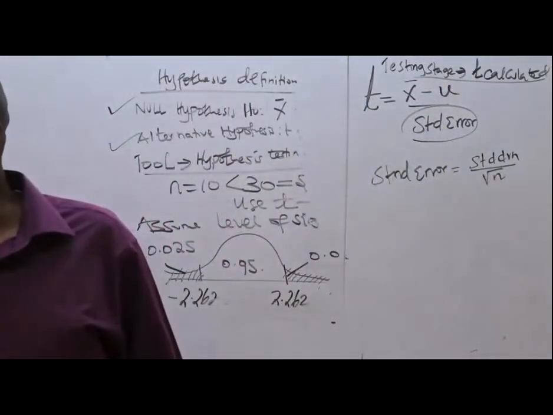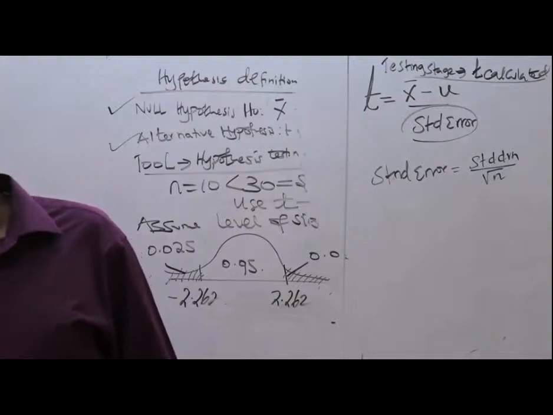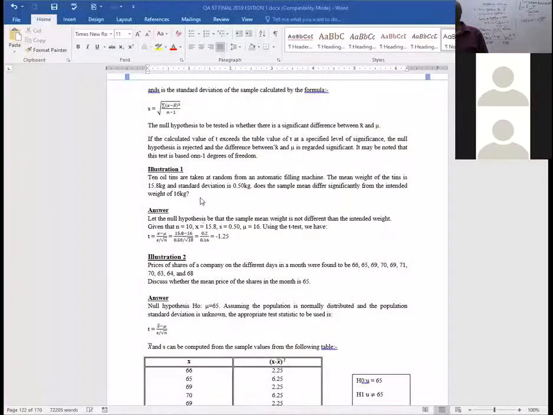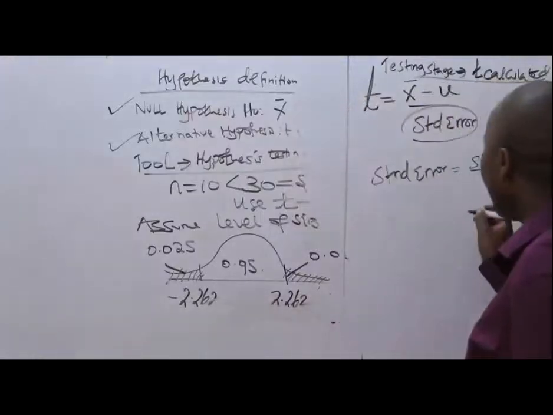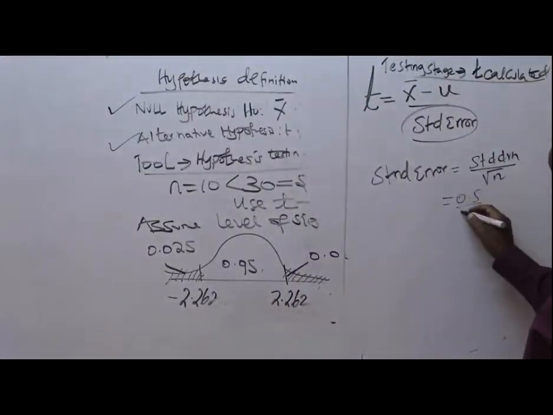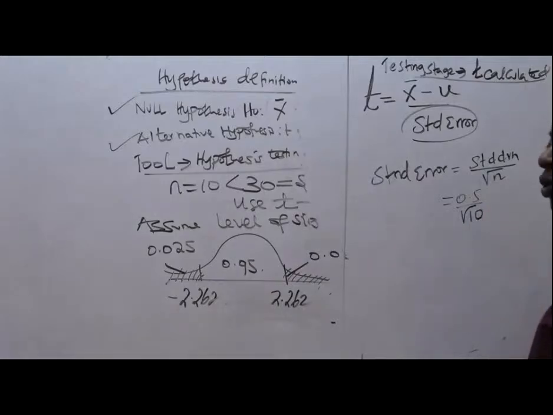If you look at this question very well, they have given us a standard deviation of 0.5. And of course, n is 10. So we have the standard deviation of 0.5 over root of n, which is 10. So 0.5 divided by root 10. Can somebody give me this standard error? 0.5 over root 10 will end up giving me what figure?